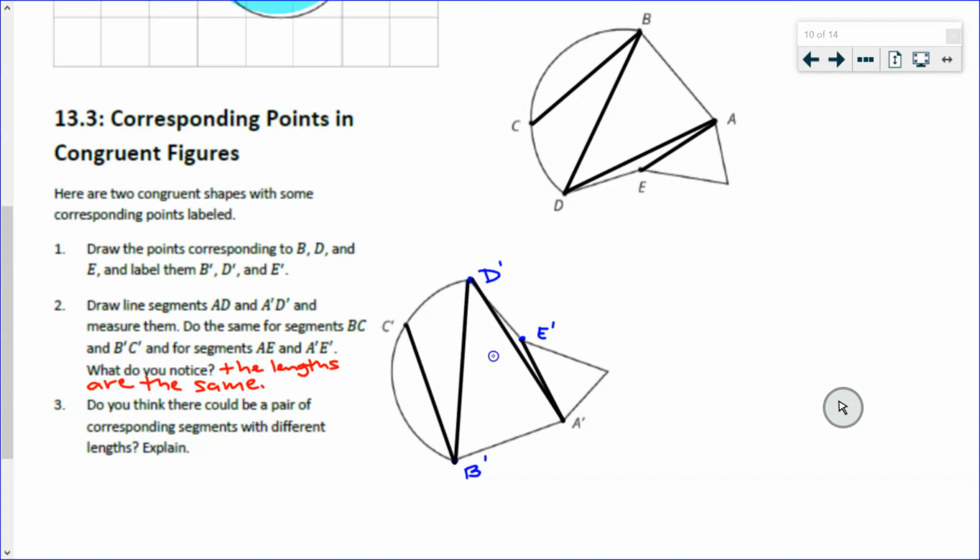But if it's bigger, then it's not corresponding. And time's up. What do you think? Could it possibly be different? I want to see the hands. Not enough hands.